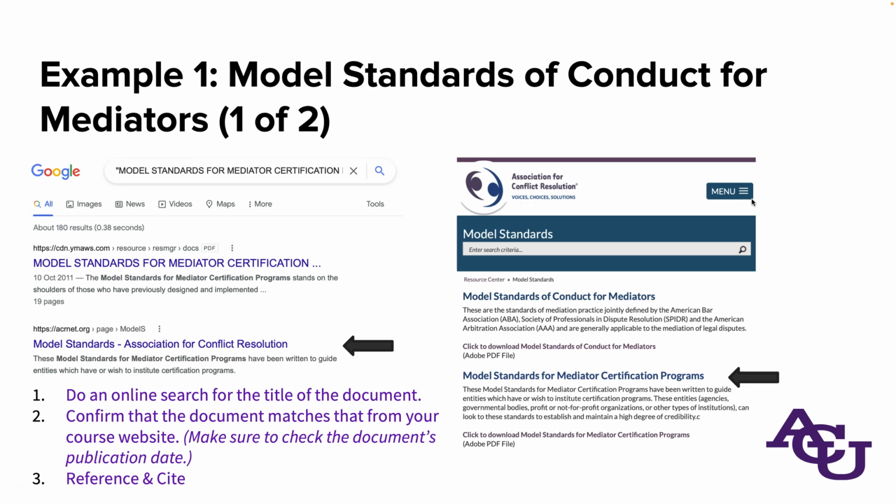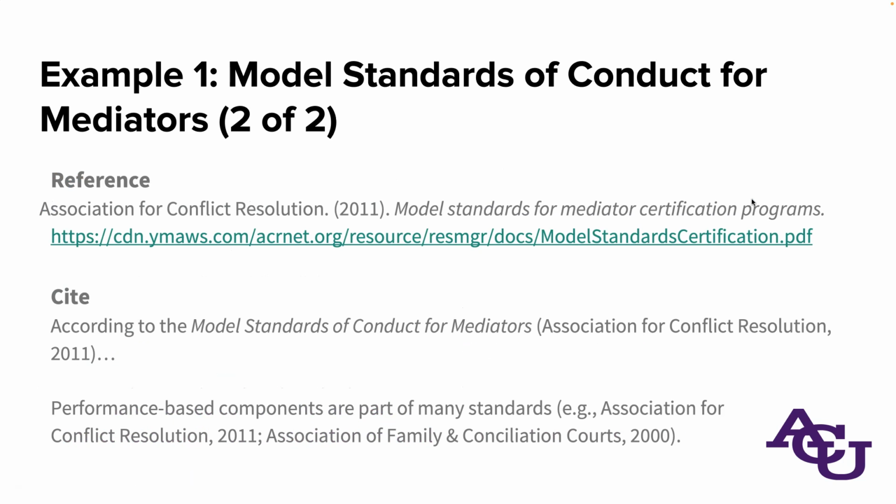And after I confirmed that I'd ended up on the right organization website, I noted that the Model Standards for Mediators Certification Programs link, identified by the arrow on the right, is the document that I was looking for. So how do I cite that? Well, first we follow the formula: who wrote it, when was it published, what's it called, how to find it.